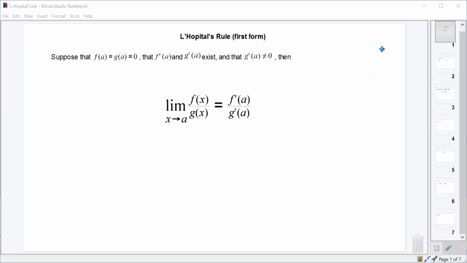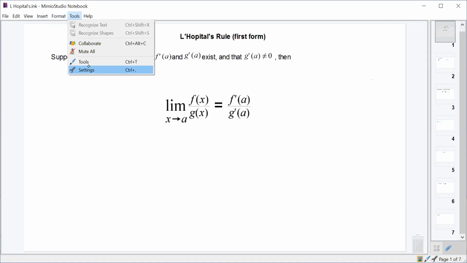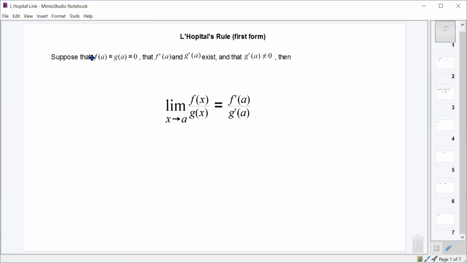But sometimes we got out something that looked like 0 over 0. And what do we call that? Indeterminate. So we got these indeterminate limits.